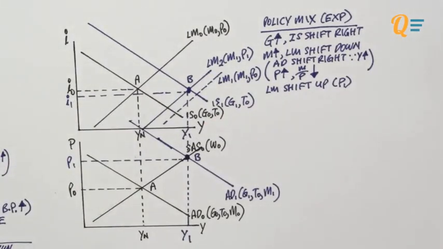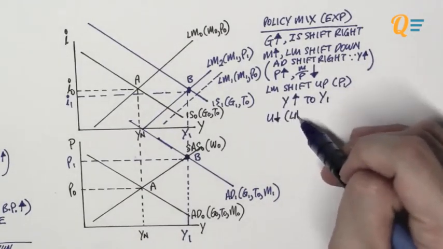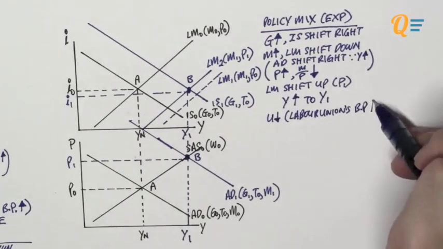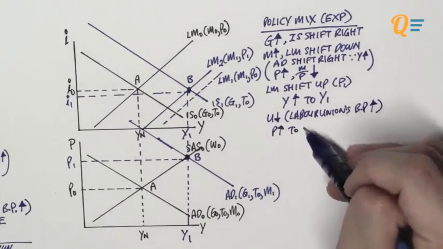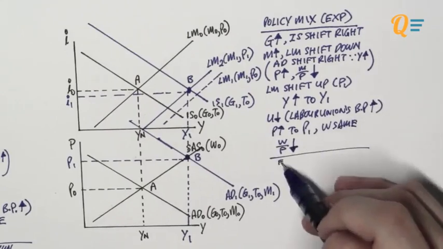Okay, let's quickly conclude the short run. So the output level has increased beyond the natural rate to Y1, unemployment has fallen, so the labor union's bargaining power on the wages has increased. The price level has increased to P1, but nominal wages are the same.